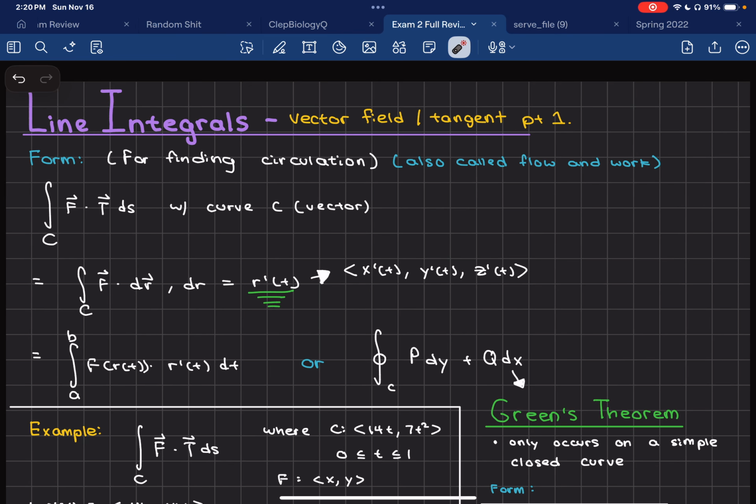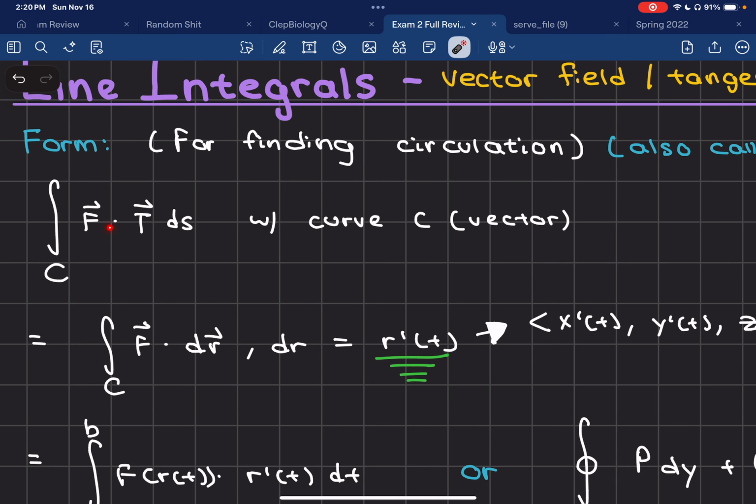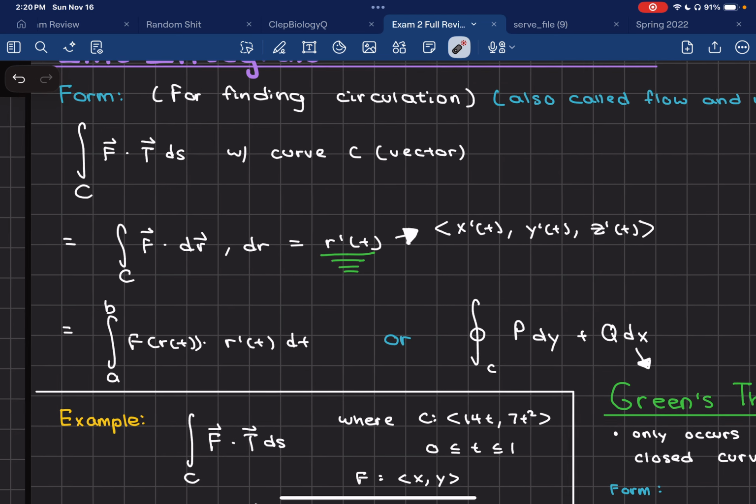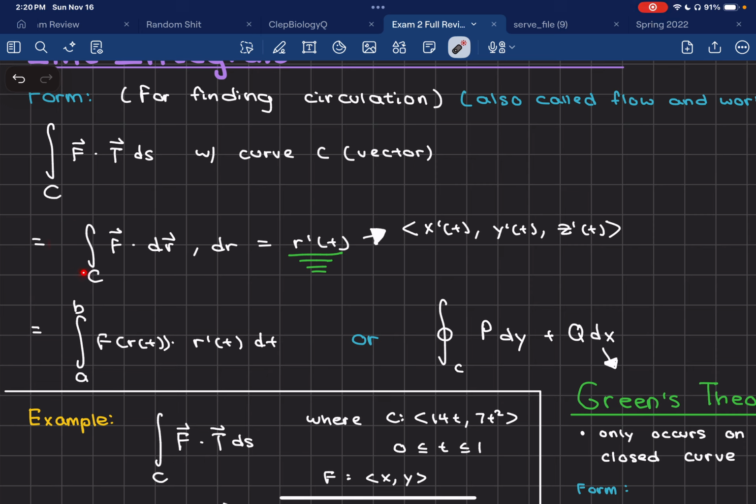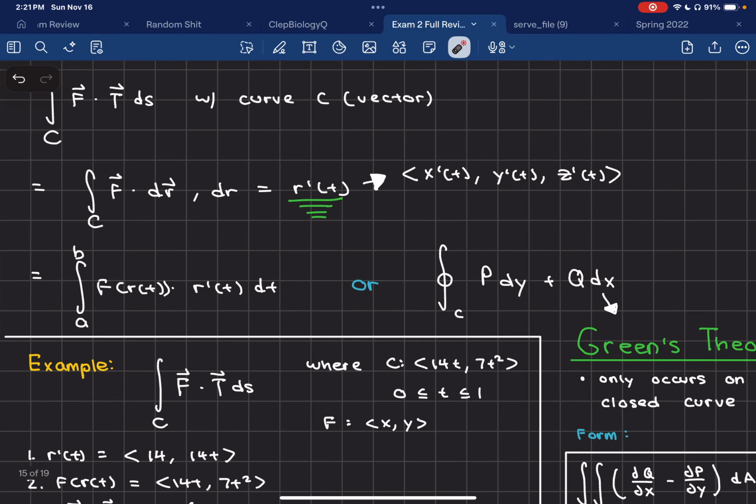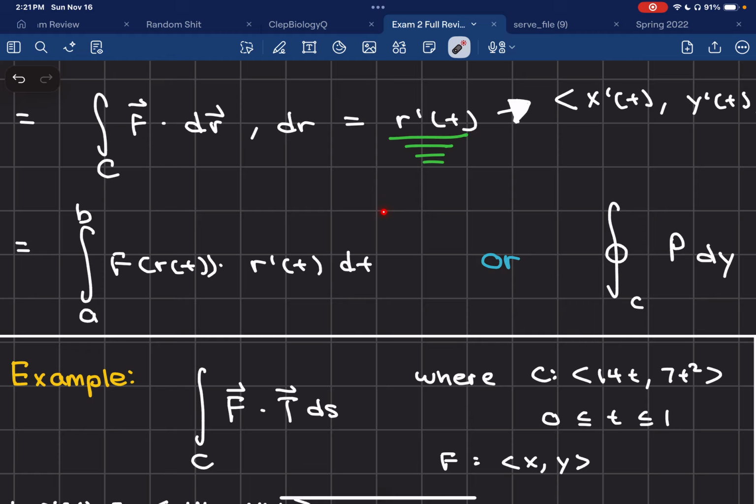So now instead of a function f, it's a vector field f times the tangent ds. In this case, it becomes this equation where dr is now only r prime of t. It's not the magnitude of r prime of t, it's r prime of t. And it equals out to this more simplified equation.